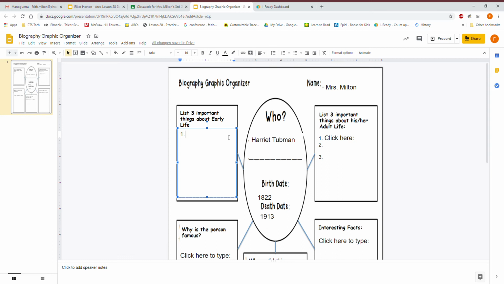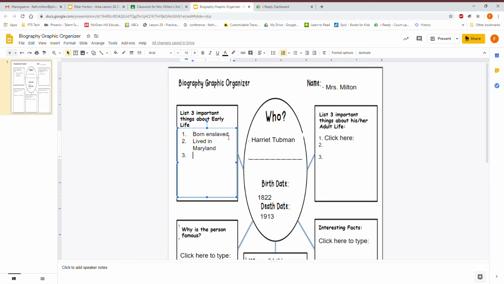So Harriet Tubman was born as a slave. I'm going to put born enslaved. That means she was born as a slave. Her parents were slaves, and when she was born, she was automatically a slave. Okay? She lived in Maryland.